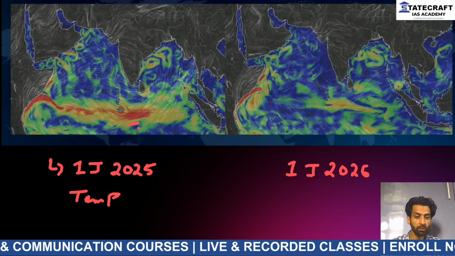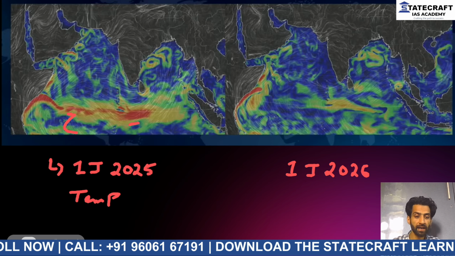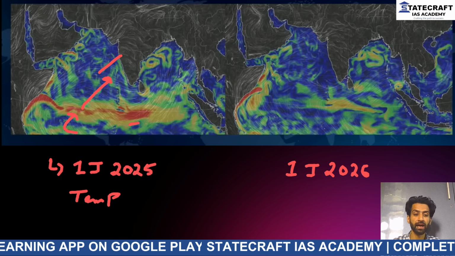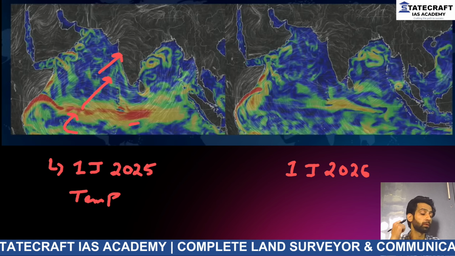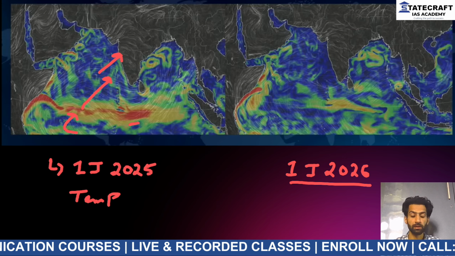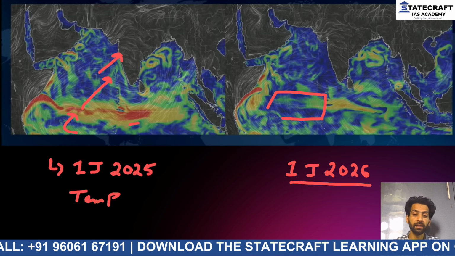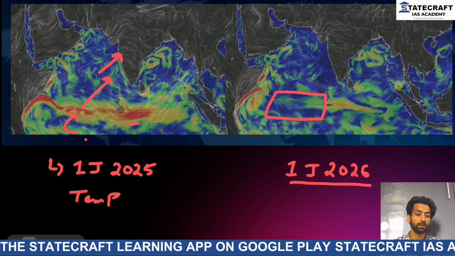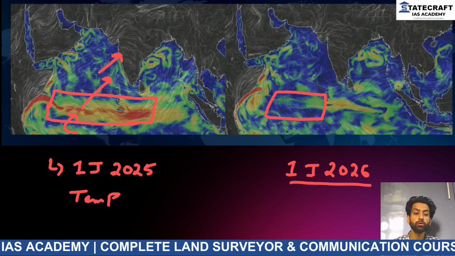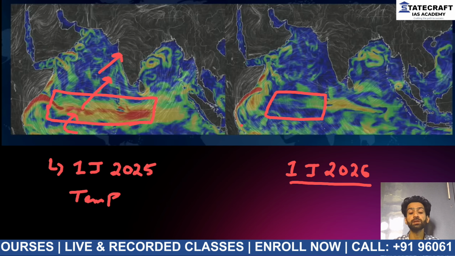The temperature was more. So when the wind started from this region, because of high temperature, there was more availability of moisture. So they carried the moisture to India and there was rainfall. But when we look this year, look at this very region. Hardly any red region here. As compared to 25, too much of red region. In 2026, there is very little red region, or the temperatures are very less.